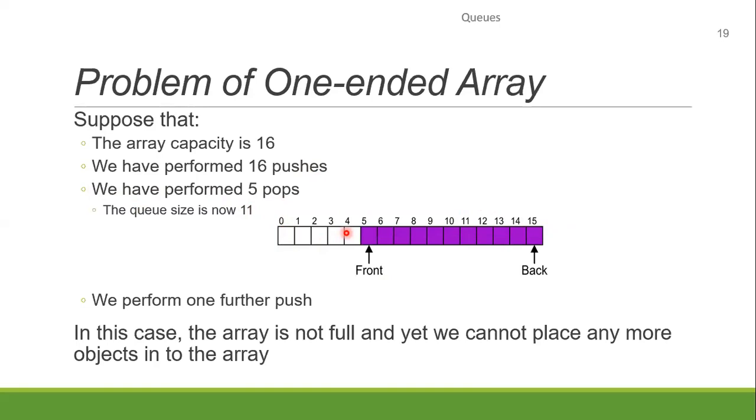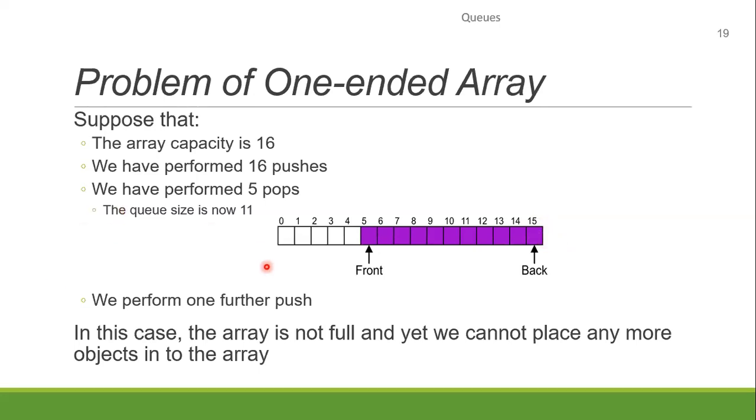So far it's normal. We have used a one-ended array. We first inserted 16 elements and the array is full, and then we popped 5 elements. Pop means delete, push means insert. So you have deleted 5. Now if you want to insert another element, where will you insert it? You have already reached the last of the array. There is no empty space left. So how can you perform a further push?